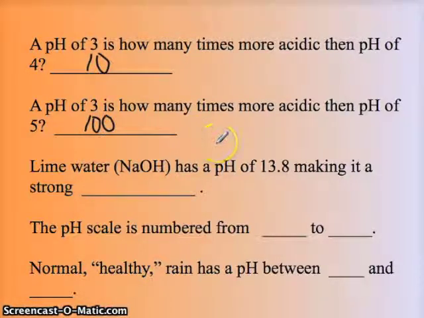Now, lime water has a pH of 13.8, making it a strong, what word would fit in there? And I apologize for my writing, I'm trying to write with a mouse here. If you said an acid, making it a strong acid, you're absolutely right. Now, a pH scale is numbered from 0 to what? Do you guys remember? 14.